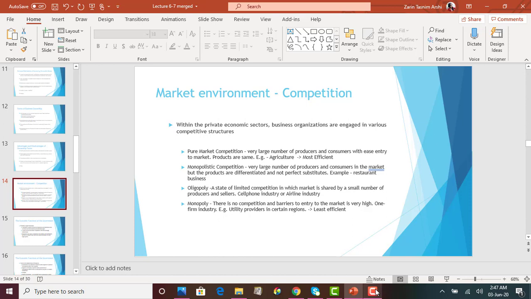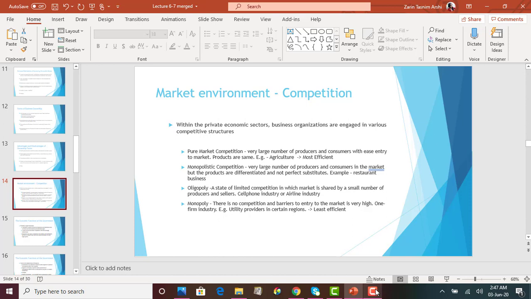The first one is called pure market competition, also known as perfect market competition. The main characteristic of this type of market structure is that there are a large number of producers and a large number of consumers in the market. The products are homogeneous, or identical to one another, and there is easy entry or exit from the market. So businesses can easily enter the market, or easily exit the market. An example would be the agricultural market.